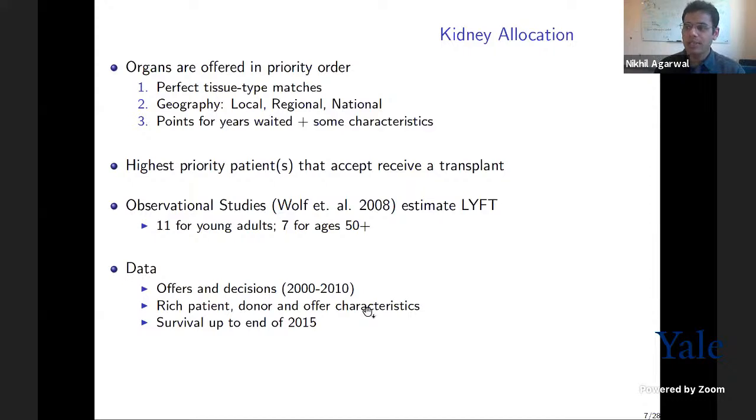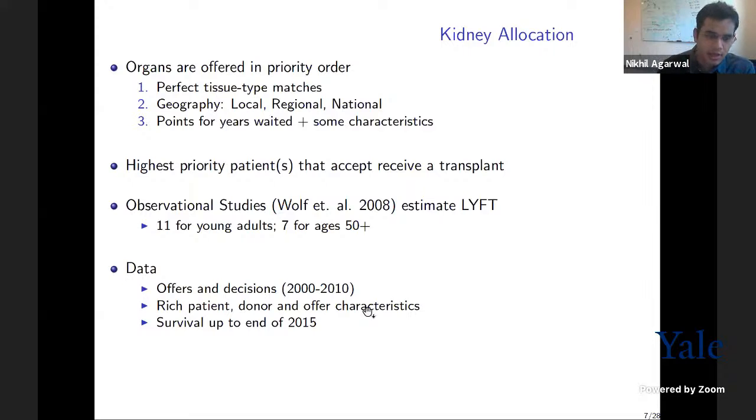Now, within each geographical group, there are points for how long you waited, and some characteristics that prioritize pediatric patients and tissue type similarity, etc. But it's predominantly first come, first served, with some wrinkles. Once you offer these patients the kidney, the highest priority patients who accept the offer are the ones who receive the transplant. And this data has been used in observational studies to estimate life years from transplant (LYFT).